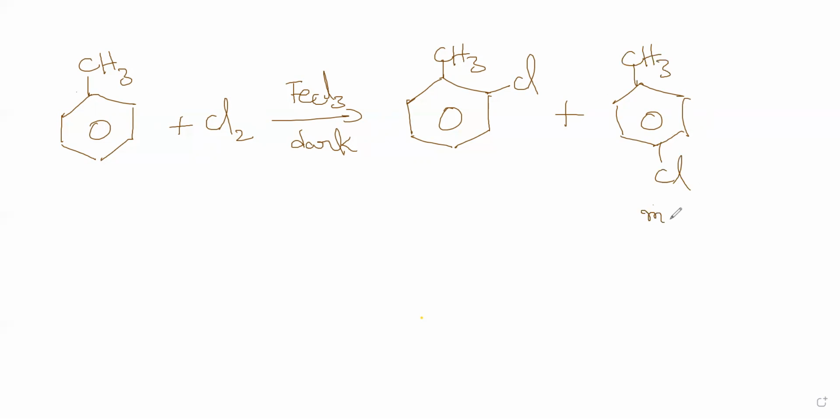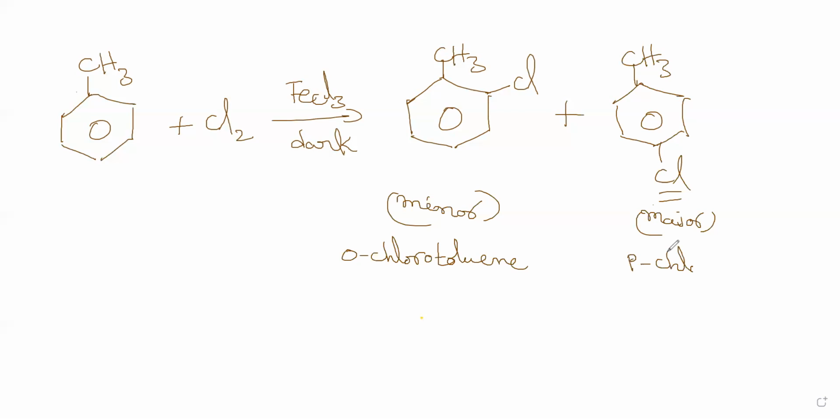The para will always be the major product because this chlorine is away from CH3, giving minimum repulsion, whereas here there is maximum repulsion because these two are closer. This is minor in general. So this is ortho chlorotoluene. This is para chlorotoluene. That's the question which is asked. So what are the products? A and B they asked. This is our A. This is our B.